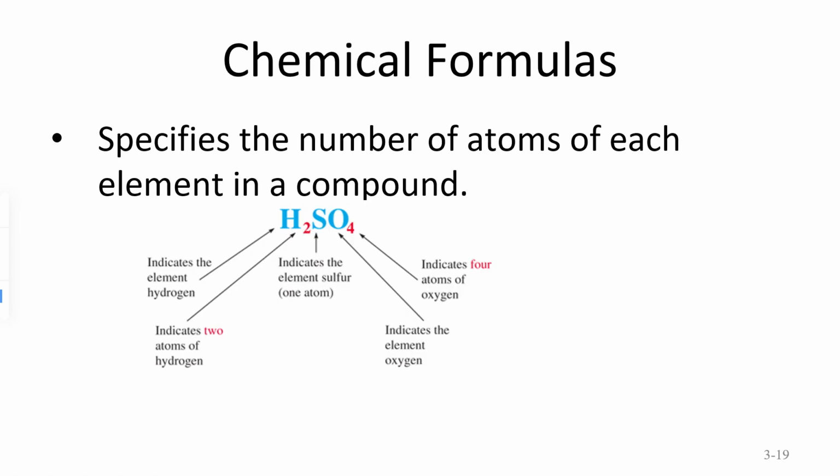Chemical formulas specify the number of atoms of each element in a compound. So this number 2 indicates that there are 2 hydrogen atoms in this compound. There's nothing listed next to the S, so we're assuming this is 1 sulfur. And then the number 4 corresponds with the oxygen here. So this tells us that there are 4 oxygen atoms.